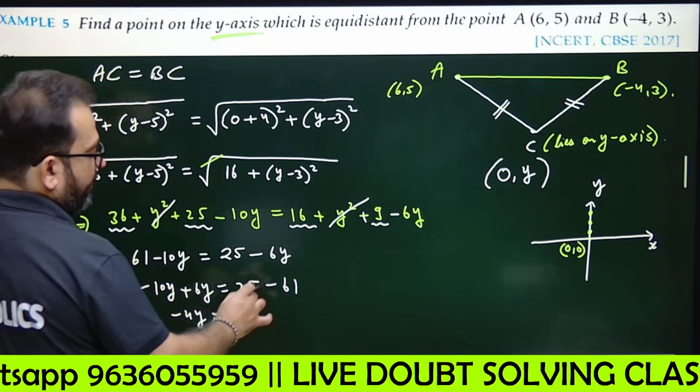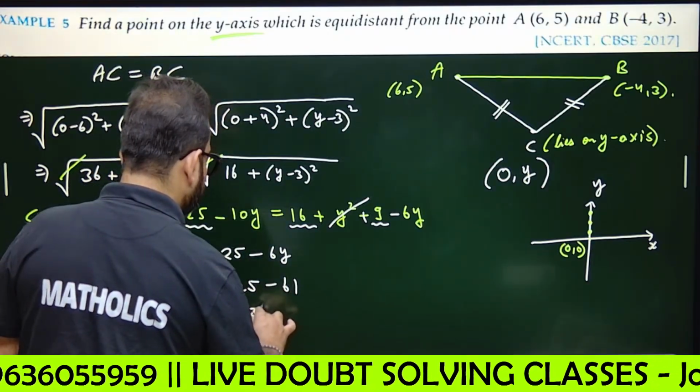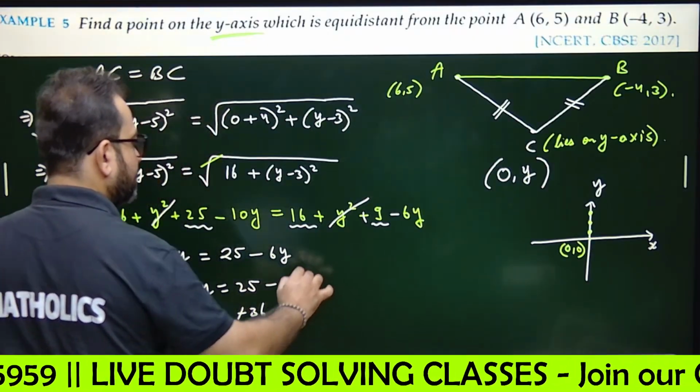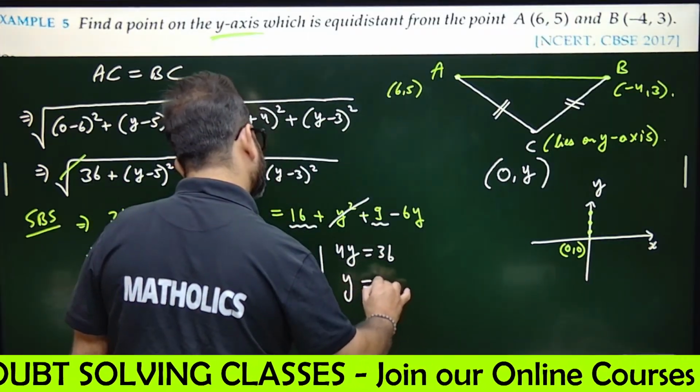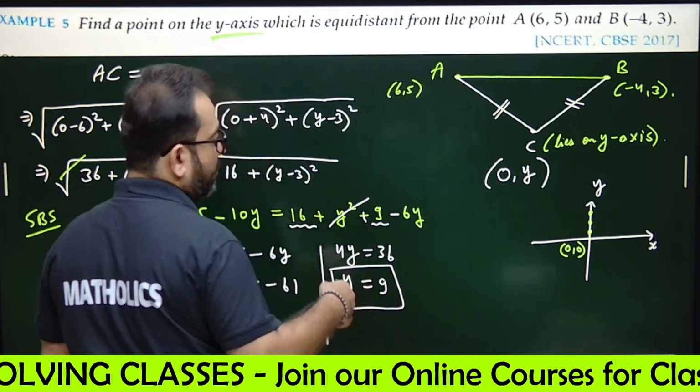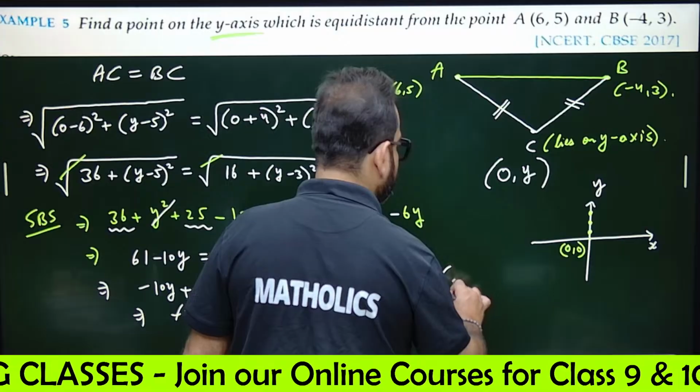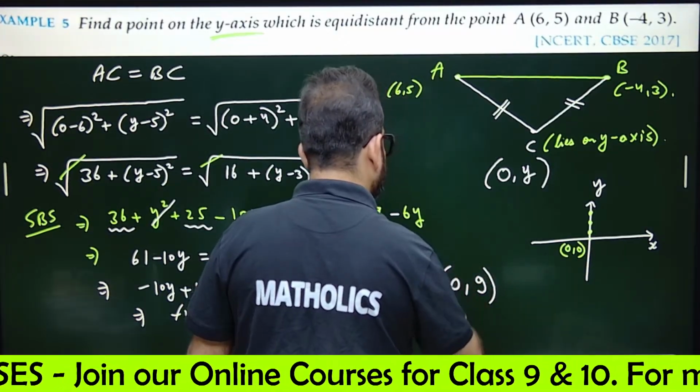And that equals 25 minus 61, it is 36 minus 36. Minus minus got cancelled. So 4y equals 36. So y equals 36 by 4, 9. So the coordinates will be 0 comma y. That means 0 comma 9 is my answer.